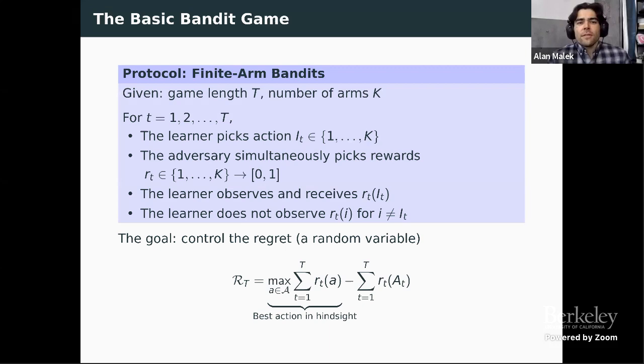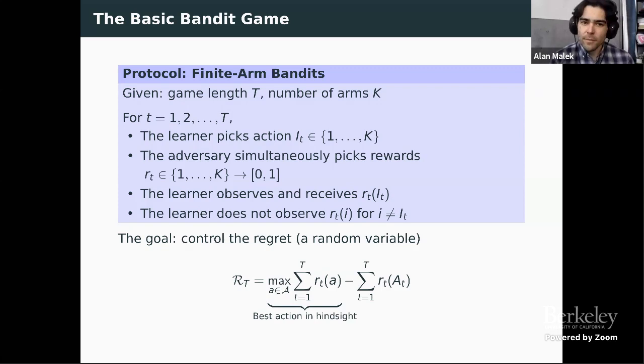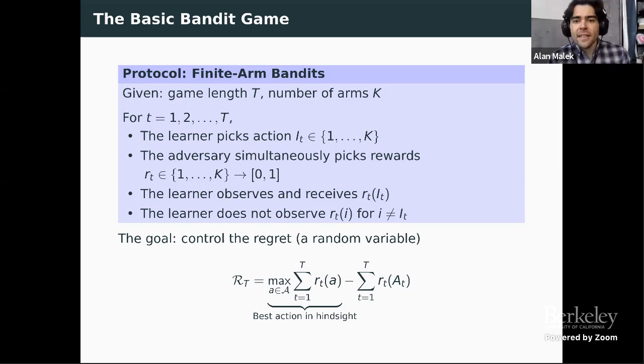So here's the typical bandit protocol. These were color coordinated with Wouter, so hopefully they should be familiar. The typical finite-arm bandit protocol is that you're given some game length and a number of arms. For each of capital T rounds, the learner picks some arm, and the adversary simultaneously picks some reward function that maps all possible arm picks to the unit interval. For simplicity, we'll assume everything's bounded in 0, 1. Then the learner observes the reward of the arm they chose. The key difference here is that the learner does not observe the rewards they didn't choose.